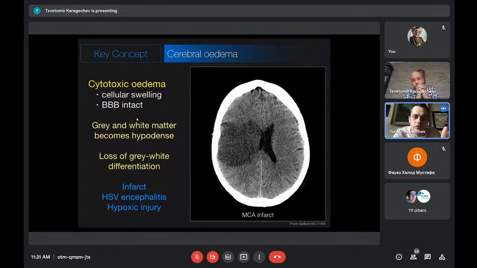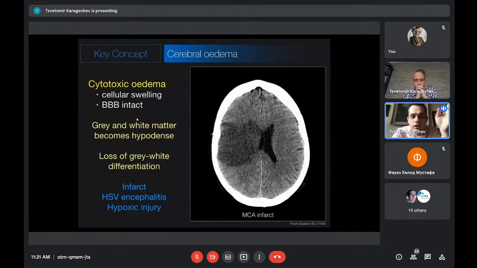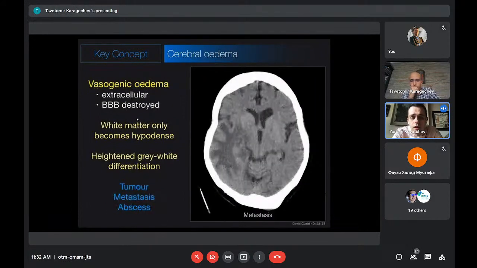They're smudged. It's all just one thing, as you can see here on the left side, which is the right side of the brain. So cytotoxic edema, loss of gray-white matter differentiation. This is usually due to ischemia or brain infarction. And on the next slide, I will show you the other type that I want you to remember, which is vasogenic edema.